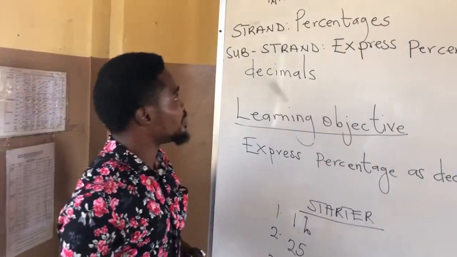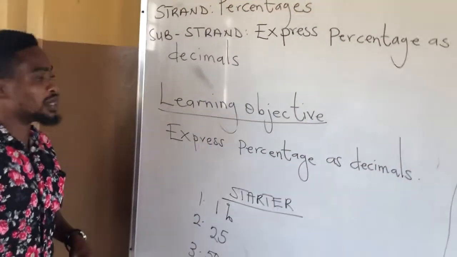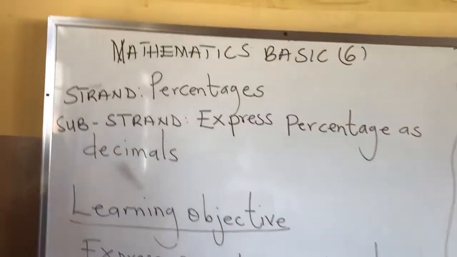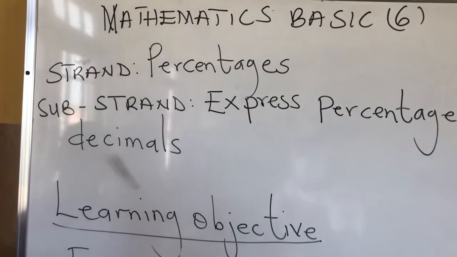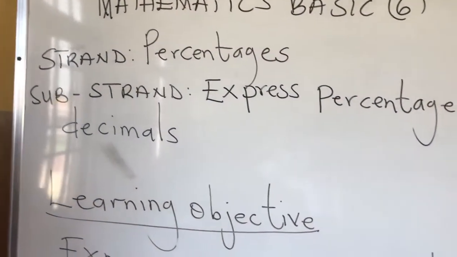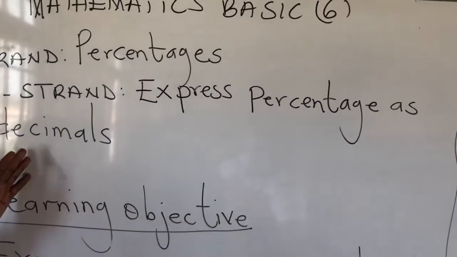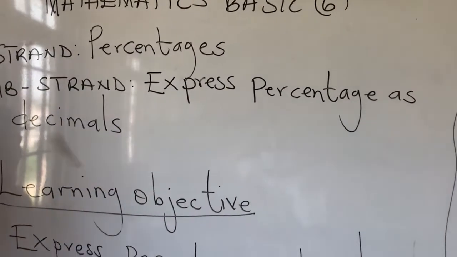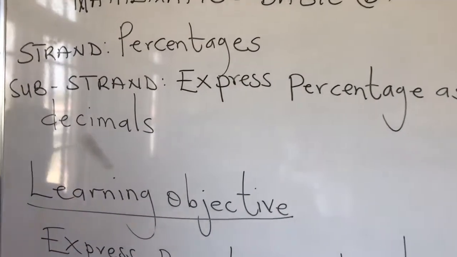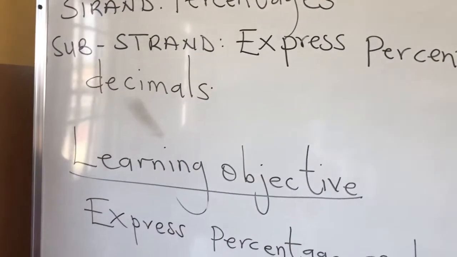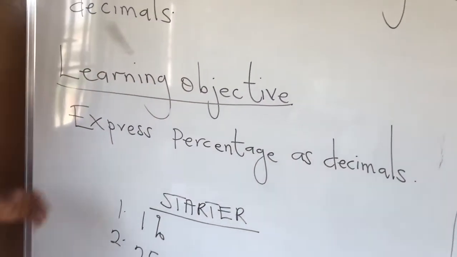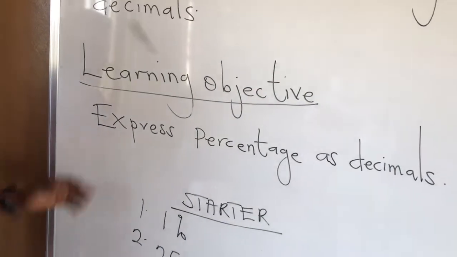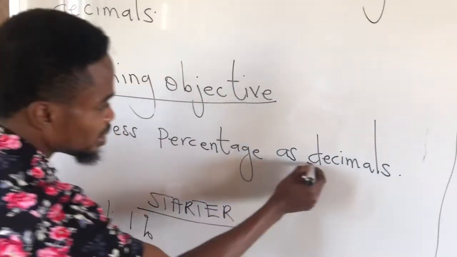Anyway, today we have mathematics for Basic 6 and our strand is still on percentages, and our substrand is expressing percentages as decimals. Let us look at our learning objective for the day. By the end of the day, we should be able to express percentages as decimals.